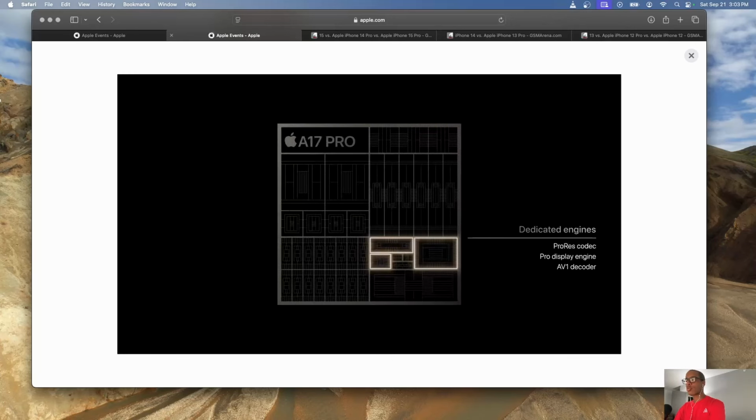So, two features, the ProRes codec, whatever. I think that has more to do with the camera, I believe. Correct me if I'm wrong. But the Pro display engine allowing for ProMotion. So instead of just saying high refresh rates, they've had to put a proprietary name, a trademark name, to high refresh rate.